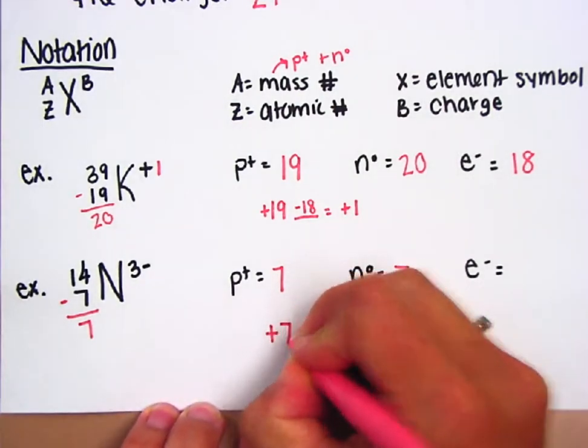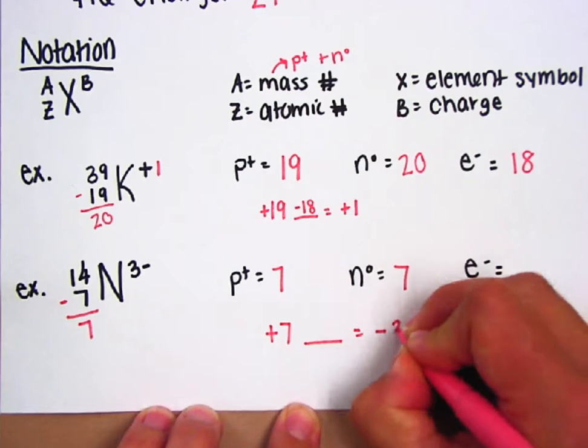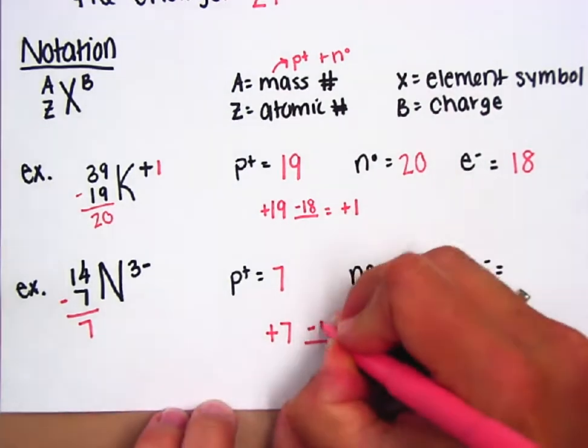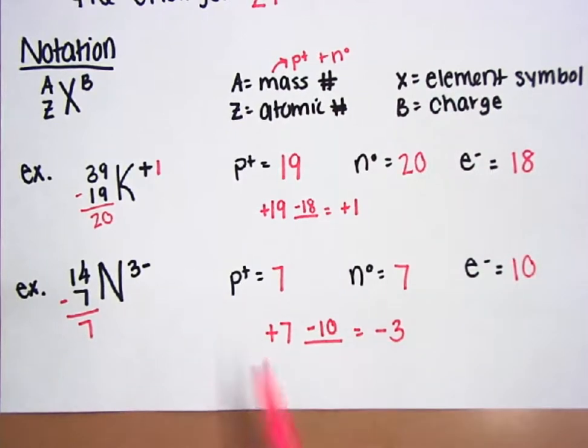Protons plus electrons will get me to my charge. So I have 7 positives, but my charge is -3. I have 3 more electrons than protons. That means I must have 10 electrons. If I have 7 positives and 10 negatives, that gets me to my net charge of -3.